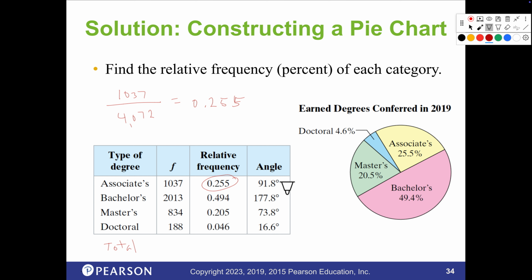How do we get the angle? We've got the percentage, and how many degrees are in a circle? 360. So you take this percentage, this decimal, and you multiply it by 360 degrees. So if you take 0.255 times 360, you'll get 91.8 degrees. And then you could use your protractor and figure, oh, it's a little bit bigger than 90 degrees. And then you could just hand draw it.